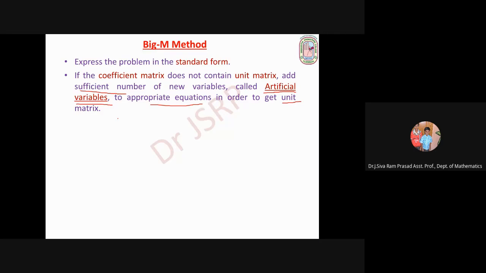What is an artificial variable, or what is the use of an artificial variable? After converting the LPP into standard form, if the coefficient matrix does not contain a unit matrix, we add a sufficient number of new variables to appropriate equations in order to get a unit matrix. Those new variables are called artificial variables.